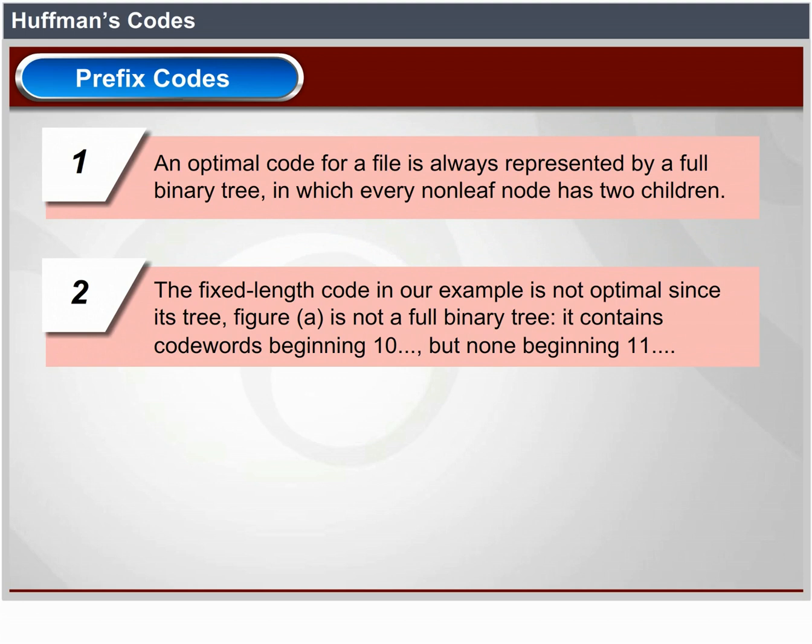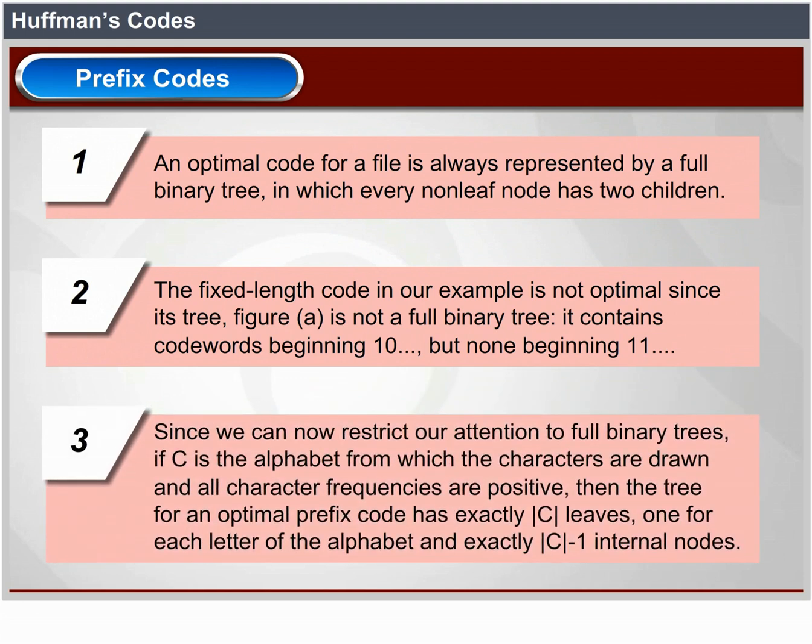Since we can now restrict our attention to full binary trees, if C is the alphabet from which the characters are drawn and all character frequencies are positive, then the tree for an optimal prefix code has exactly |C| leaves, one for each letter of the alphabet, and exactly |C| minus 1 internal nodes.